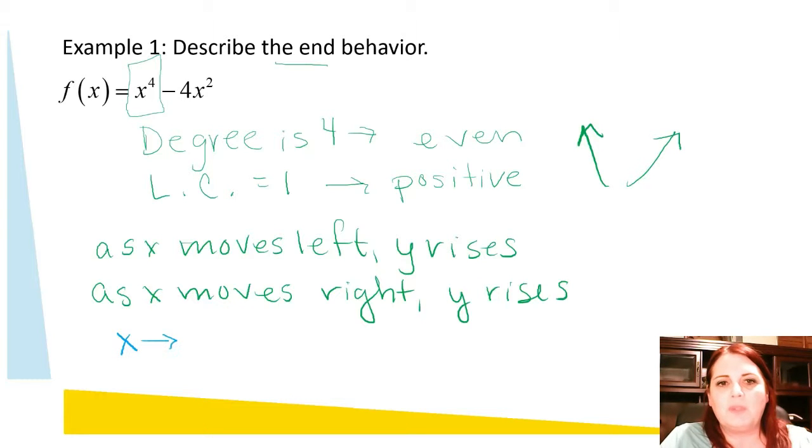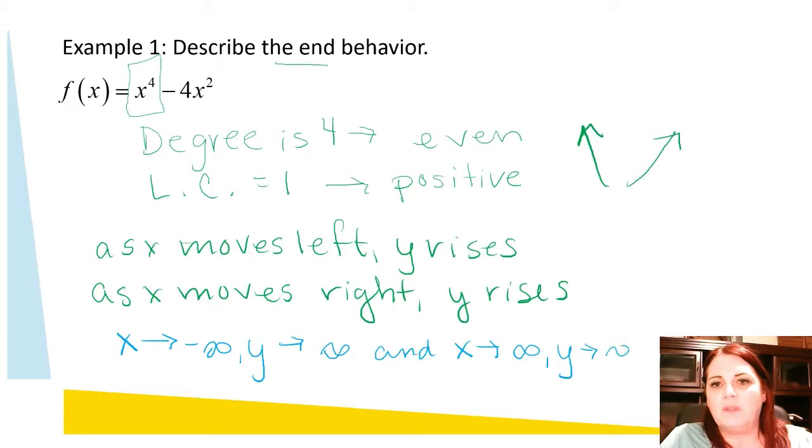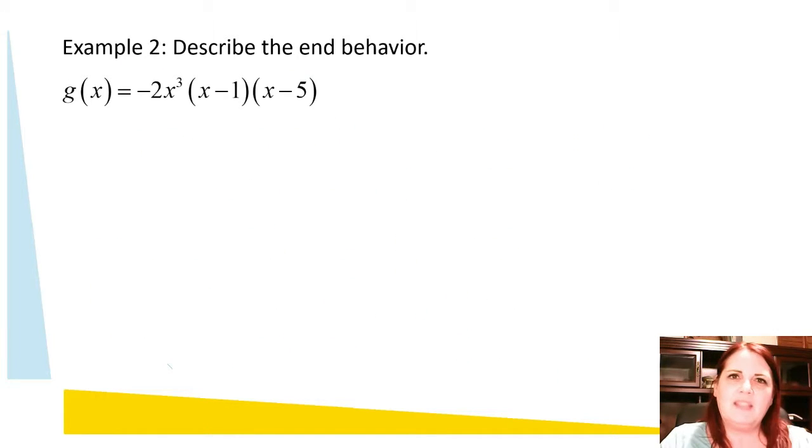The other way of writing that would be to state as x approaches negative infinity, y approaches infinity, and as x approaches infinity, y approaches infinity. That's one other way of stating that. Let's take a look at another one. This one, the leading term is a little bit hard to find. The leading term, when you have multiple factors, is going to be the multiplication of all the leading terms of these factors.